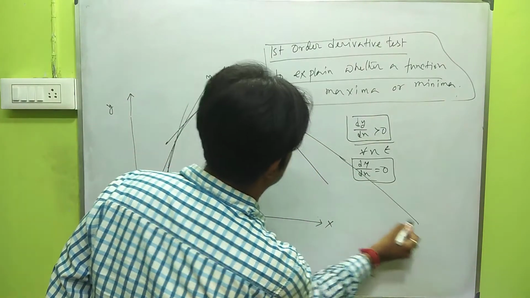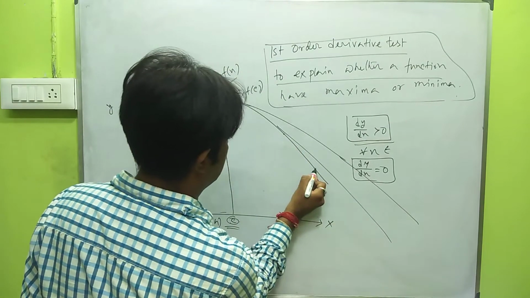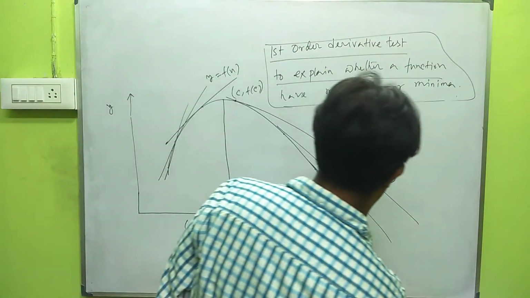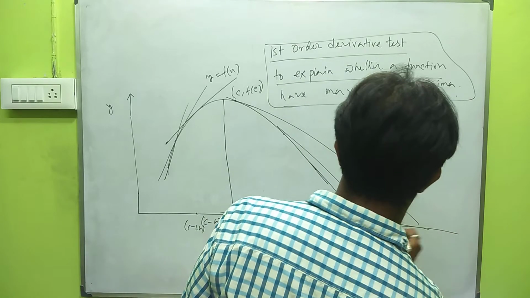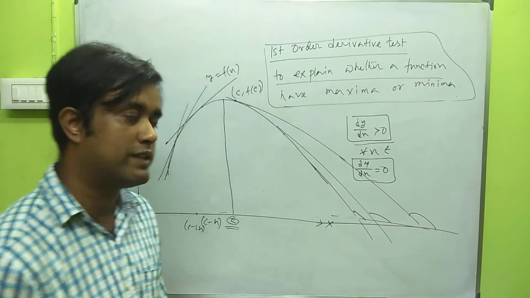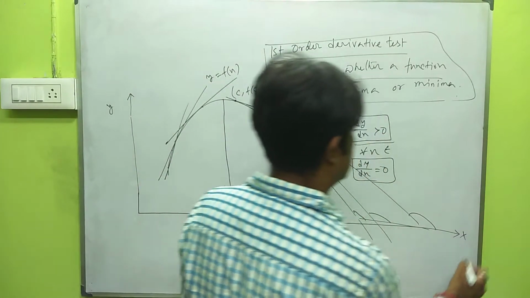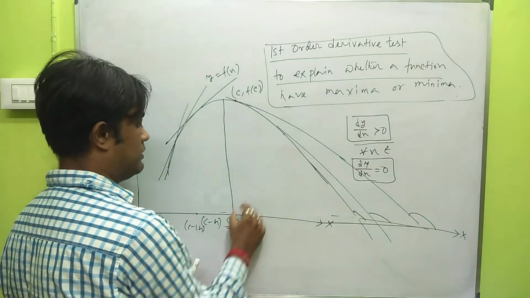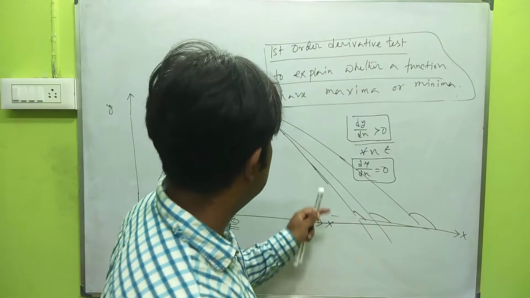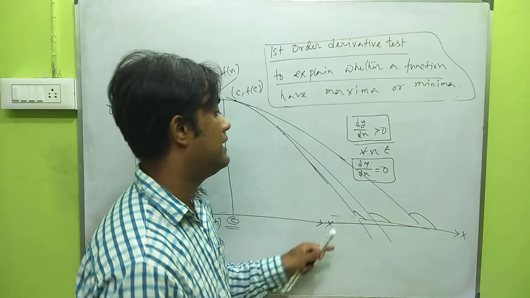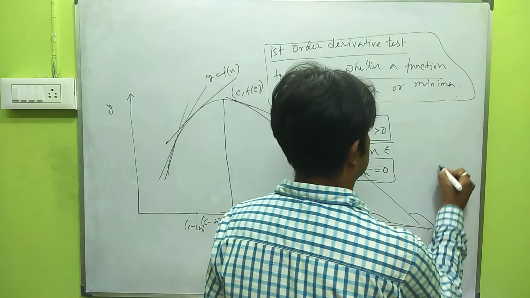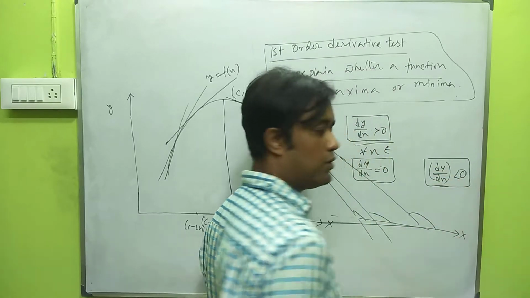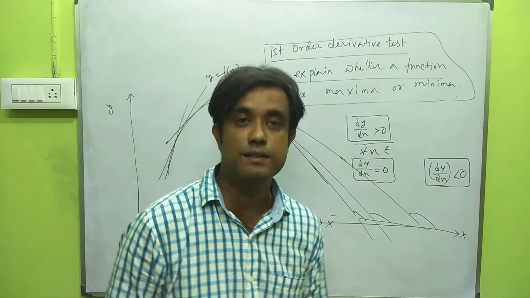On the right side of C, if we draw a tangent at any point on the curve, we observe that this tangent makes an obtuse angle with the positive direction of the x-axis, that is dy by dx is less than 0.